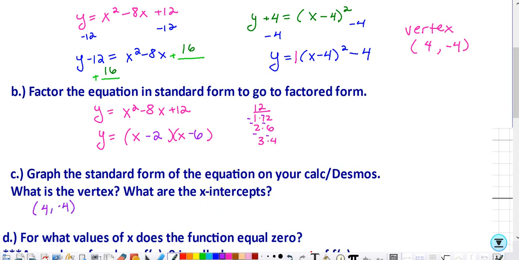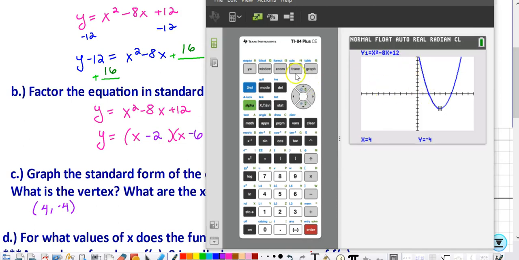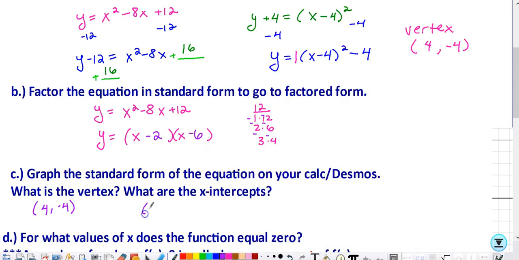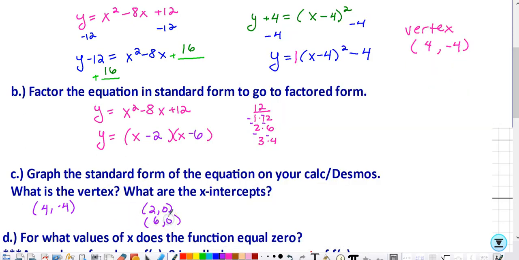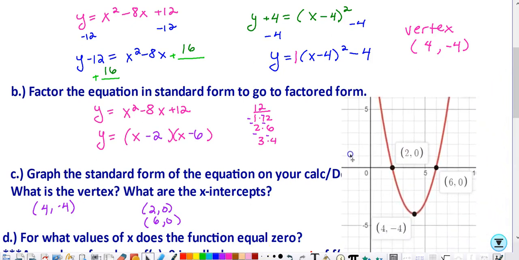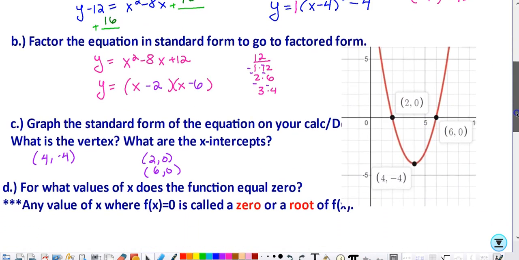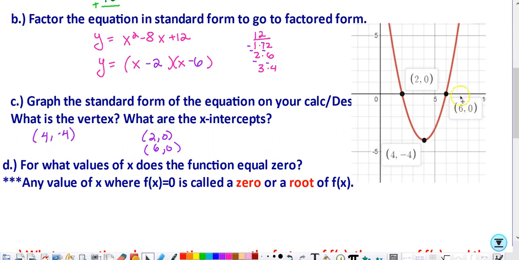What are the x-intercepts? Looks like this one's at 2, so I'm going to go trace 2, enter. Yep, sure enough, 2, 0. So 2 comma 0 is one x-intercept. This one over here, let's see, 3, 4, 5. Let's see, trace 6, enter. Yep, that's the other x-intercept. And here's the pretty picture from Desmos, hiding off on the side, to support exactly what we just got.